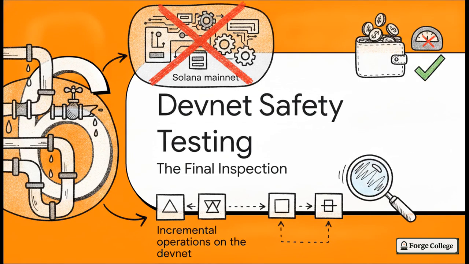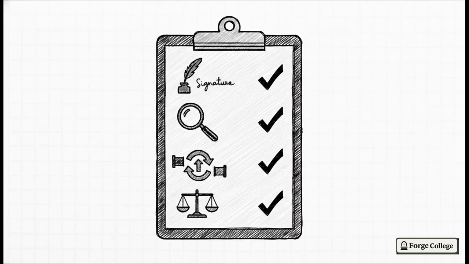Section 6. DevNet Safety Testing, the final inspection. You wouldn't hook a brand new plumbing system to the city's main water line without testing it first, right? We have to run these operations incrementally on the devnet before taking our capstone project to mainnet. Here are your strict validation checkpoints.